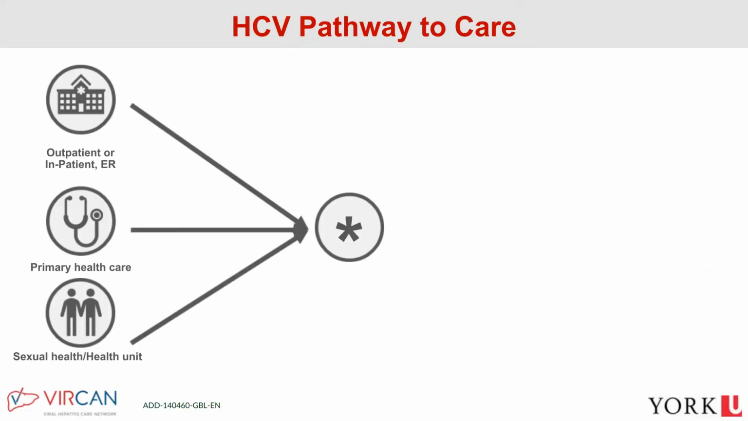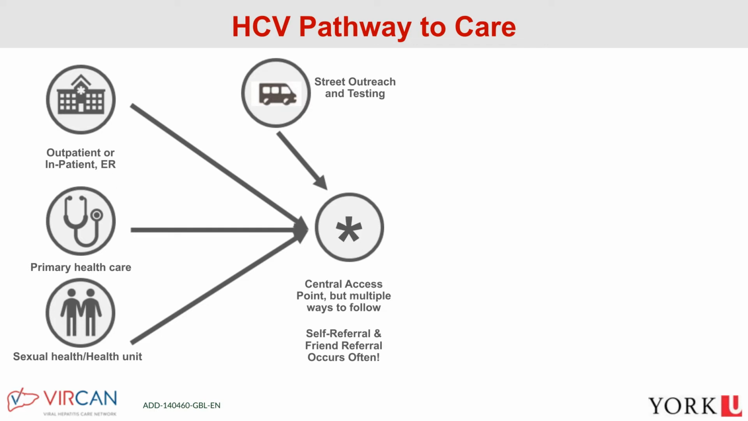In terms of some of the models that I work in, we think about this as our hepatitis C pathway to care. We could have referrals from outpatient clinics or emergency rooms or primary health care or sexual health. But most of our testing and diagnosis comes from street outreach, from screening people where they're at in other types of services like opioid agonist therapy or trauma-informed drug rehabilitation. And so we see ourselves as that central access point.